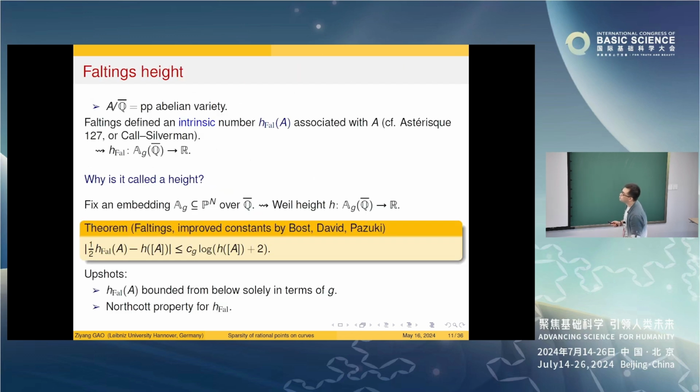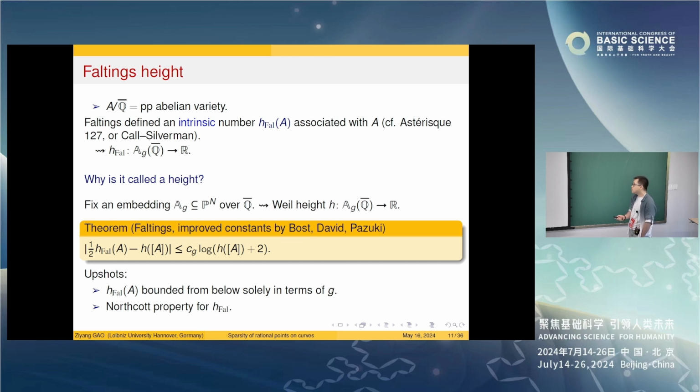In this proof, he introduced this very important intrinsic invariant of an abelian variety, which we call nowadays the Faltings height. Let A be a principally polarized abelian variety over Q bar. So Faltings defined an intrinsic number h associated with A. You can see the definition either from Astérisque or Cornell-Silverman. Then we get a function from the moduli space to the set of real numbers. So this is a priori a function.